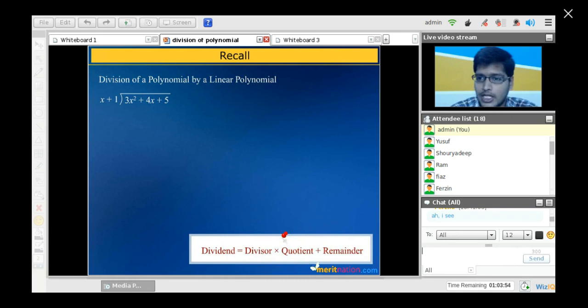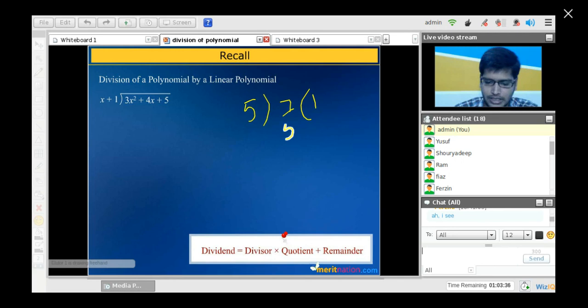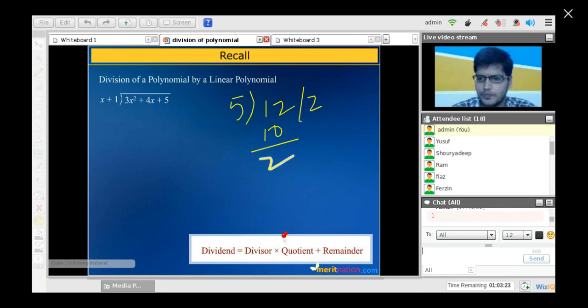Division of a polynomial by a linear polynomial. So what we do for a general division, let me take a general example. Let me change the pen color first of all. 5 divides 7. So 5 ones are 5 and 2. So what did you do over here? Okay, let me take another example that would be better. Let me take 12. 5 twos are 10, and the remainder is 2.